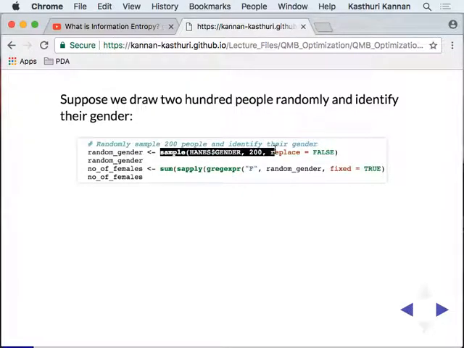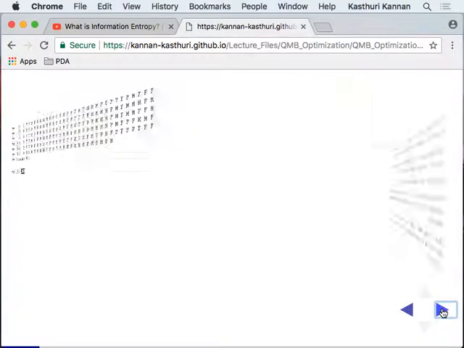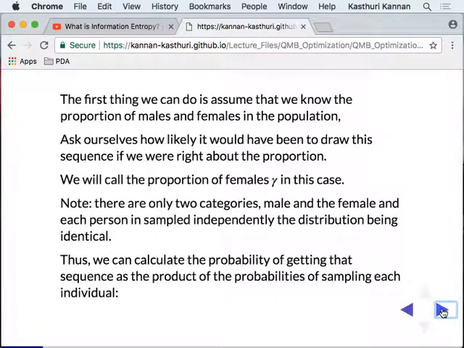I'm sampling gender from 200 people, and then I'm trying to see the number of females in the population. So this is how my 200 sample looks, and if I count, it's about 108 females. Okay, so the first thing that we can do is try to estimate the number of females in the general population from a random sample. So that's the idea behind likelihood, right?